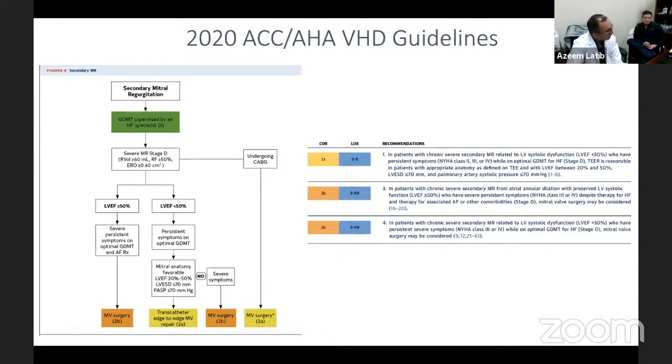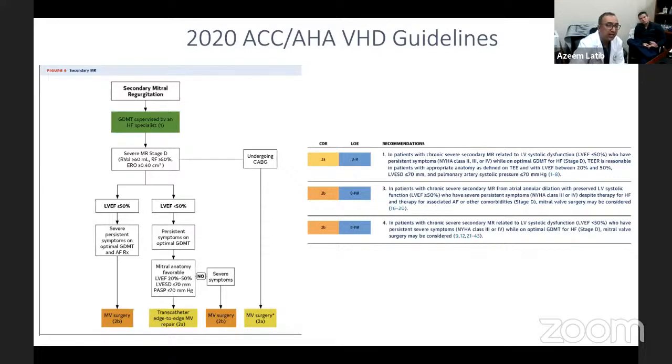They still recommend surgery in patients who are low and intermediate risk, and they recommend MitraClip, which is the only really approved therapy in the United States, for patients with high or prohibitive risk with primary MR. With secondary MR, I think the guidelines really took the COAPT data and adopted it.